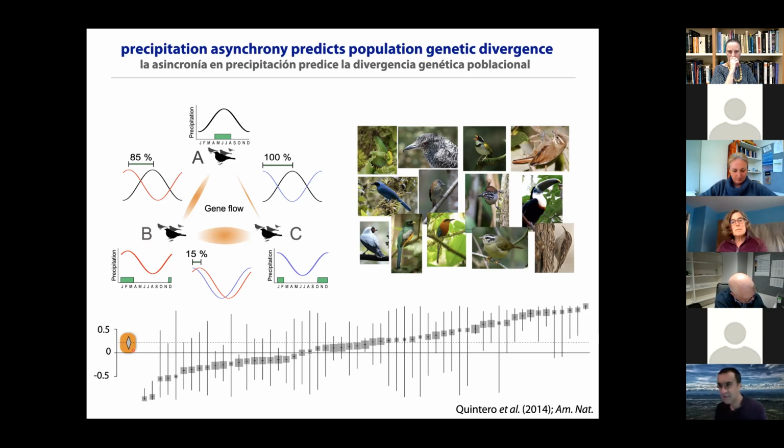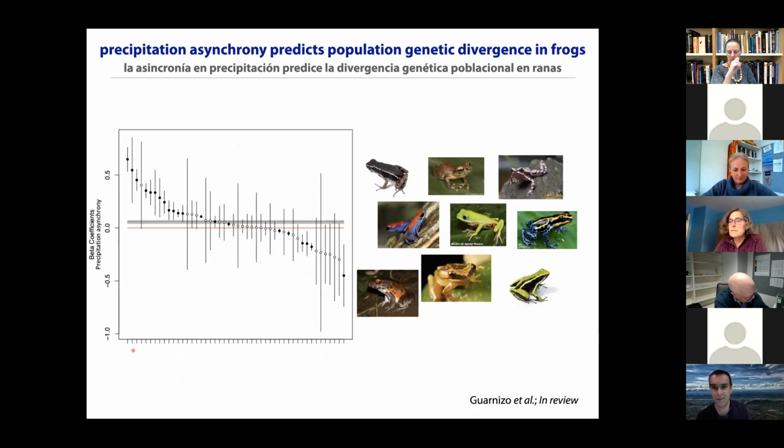We've actually expanded this to another system. So we looked at this in nearly 60 species of neotropical frogs. And here again, what I'm showing you are the beta coefficients of the relationship between asynchrony in rainfall and the degree of genetic divergence among populations. And we get a small but significant and positive effect of asynchrony in rainfall on genetic divergence across multiple species of frogs. So I don't want to argue that this is very important, but we're seeing a signal here that this might be relevant and worth considering.